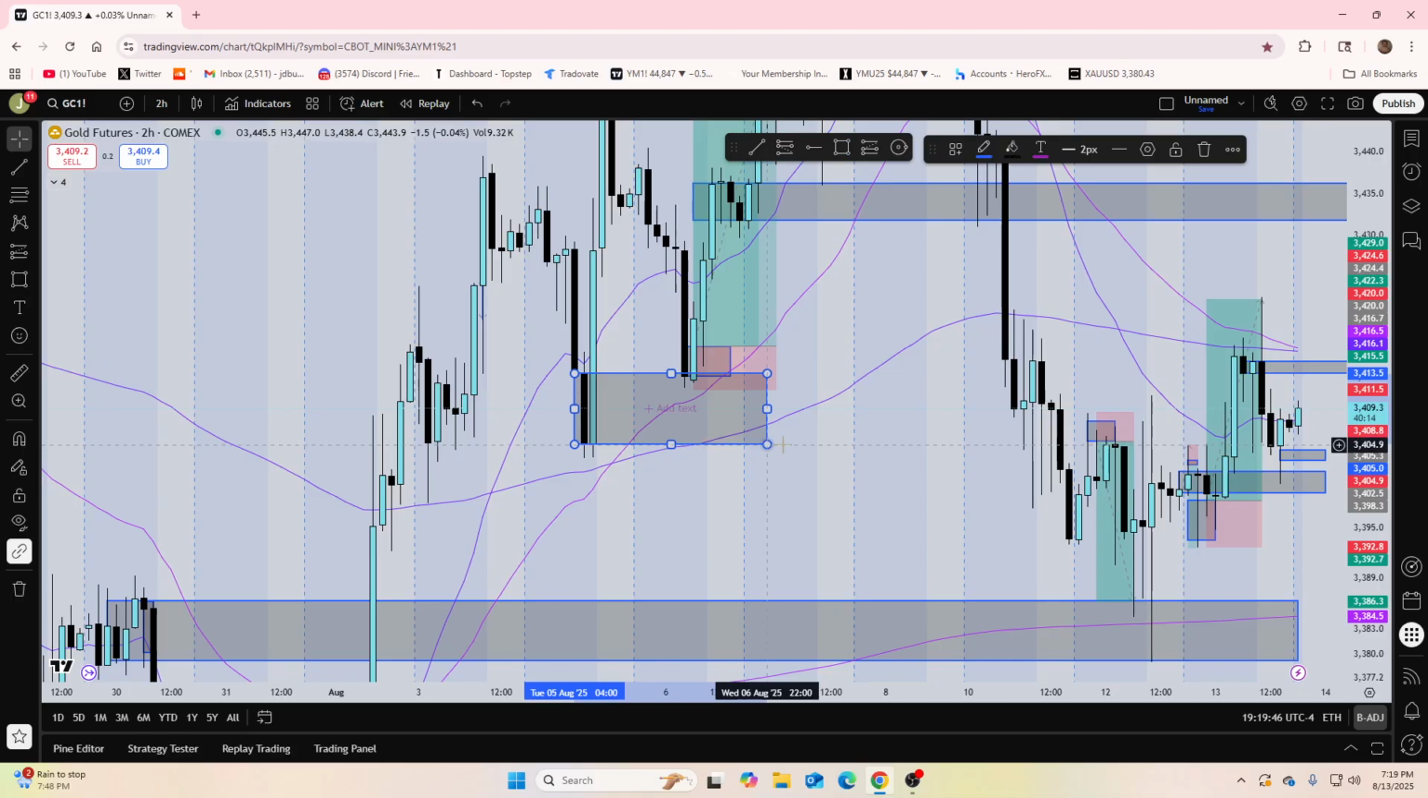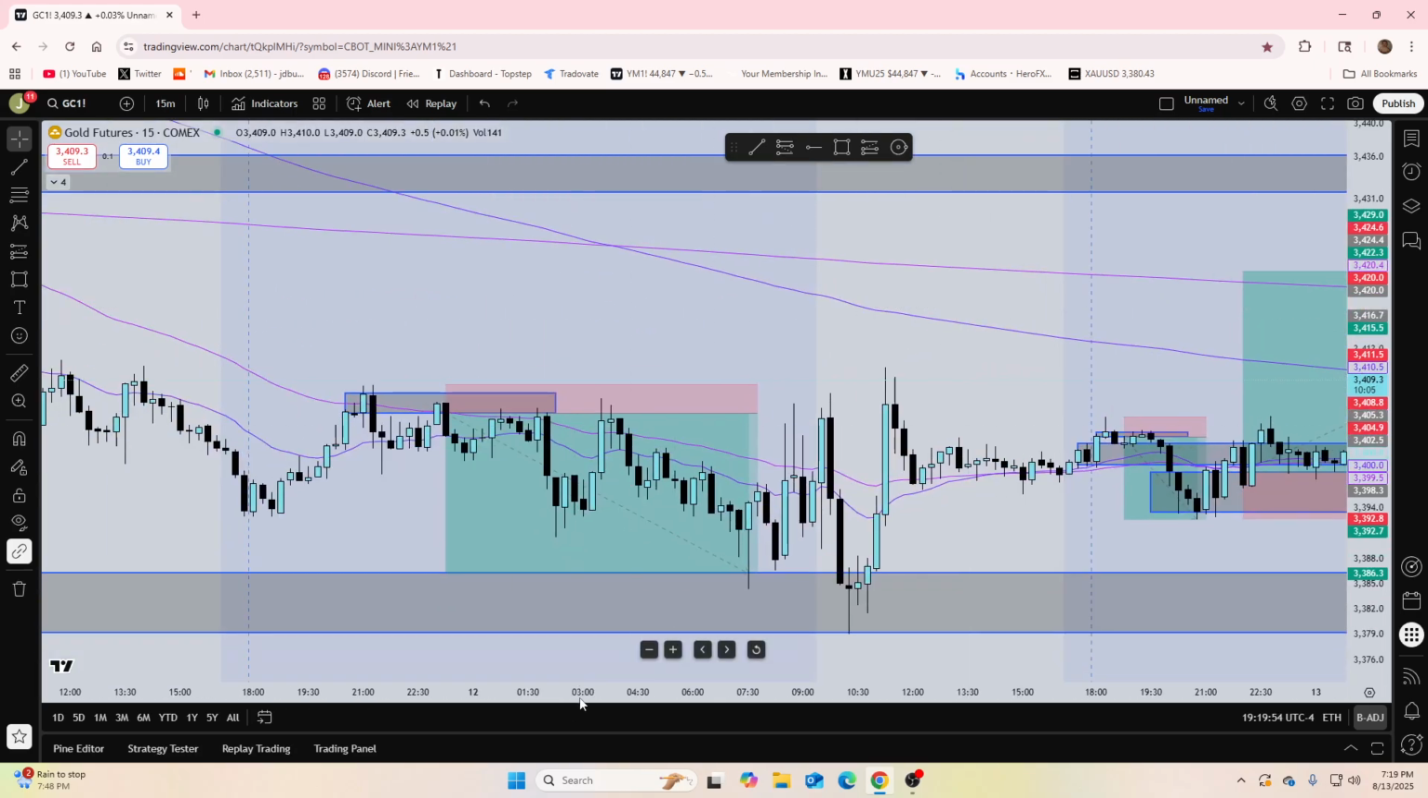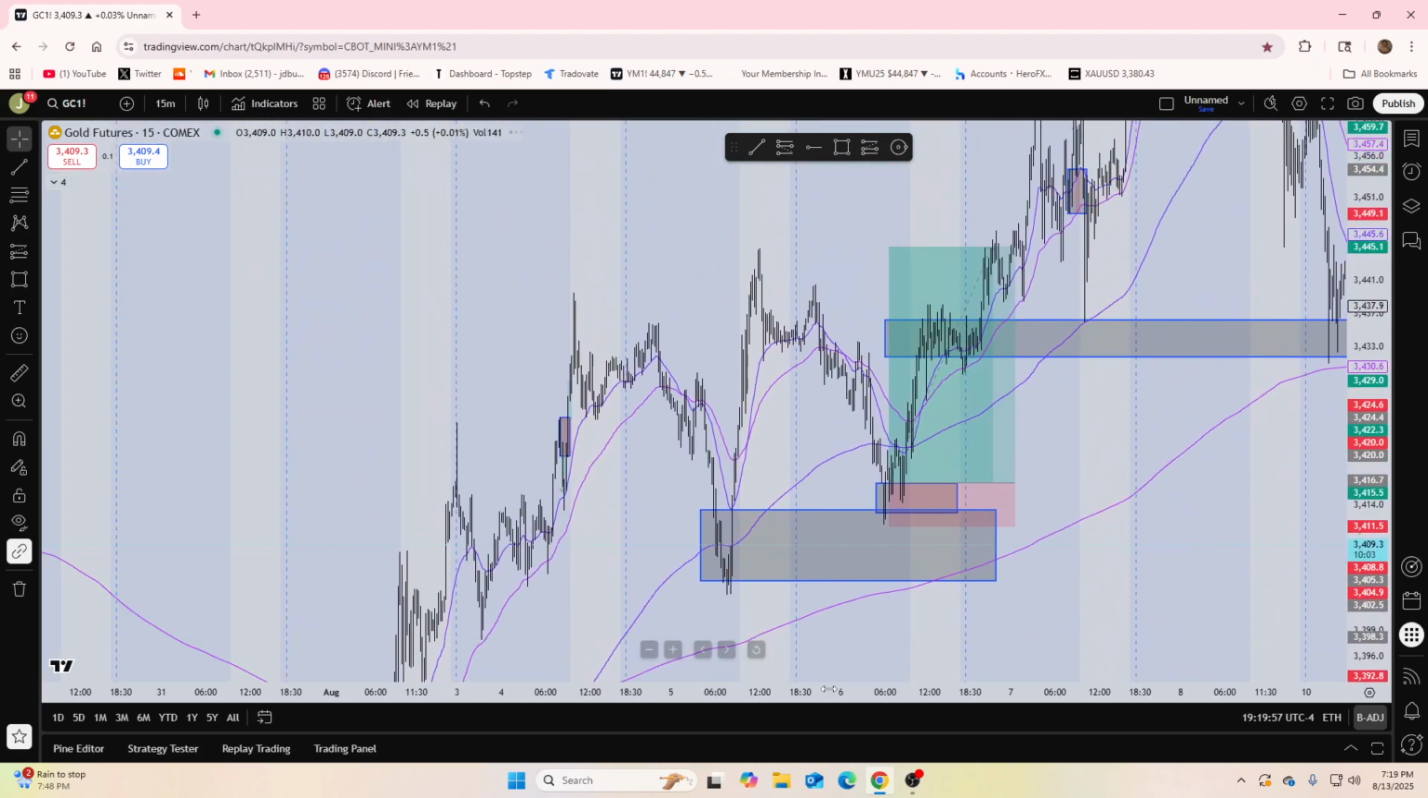That is it. I do not mark wicks. So from there, you're just looking for a retest of that zone and a low time frame engulfing. So we go back down to our 15-minute, slide on over.